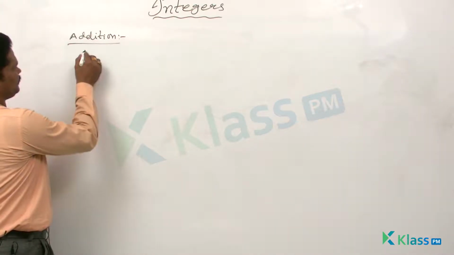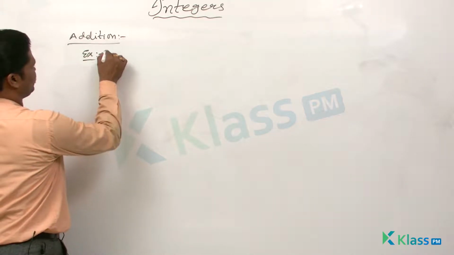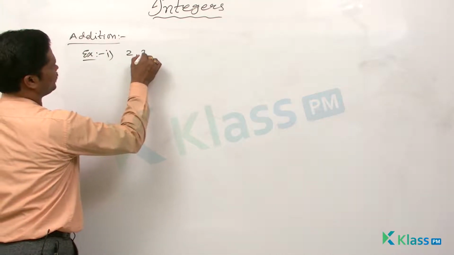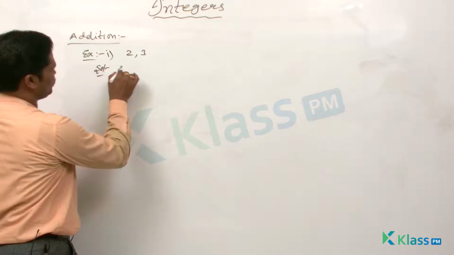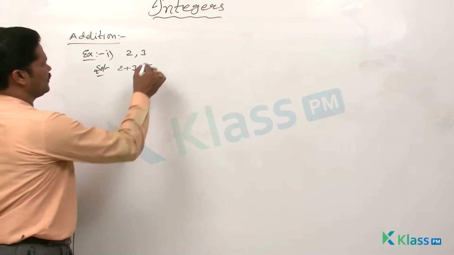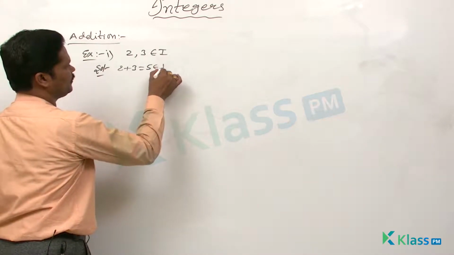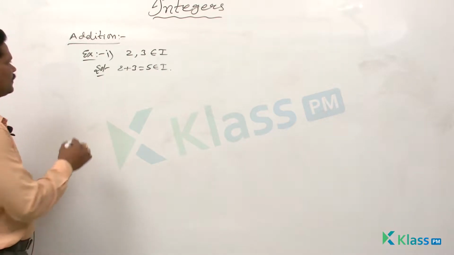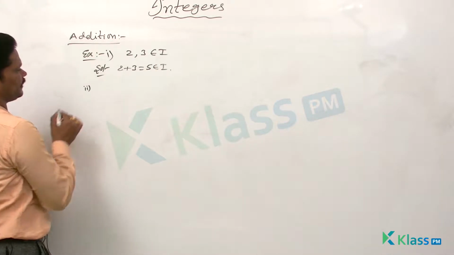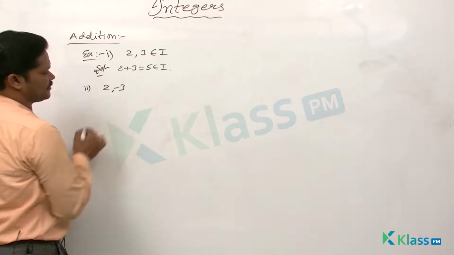We take examples of different types of numbers. In the first example, I am taking 2 and 3. We need to add: 2 plus 3 is equal to 5. Everyone knows these belong to integers. So 5 is also an integer. And in the second one, I am taking one positive, one negative: 2 and minus 3.